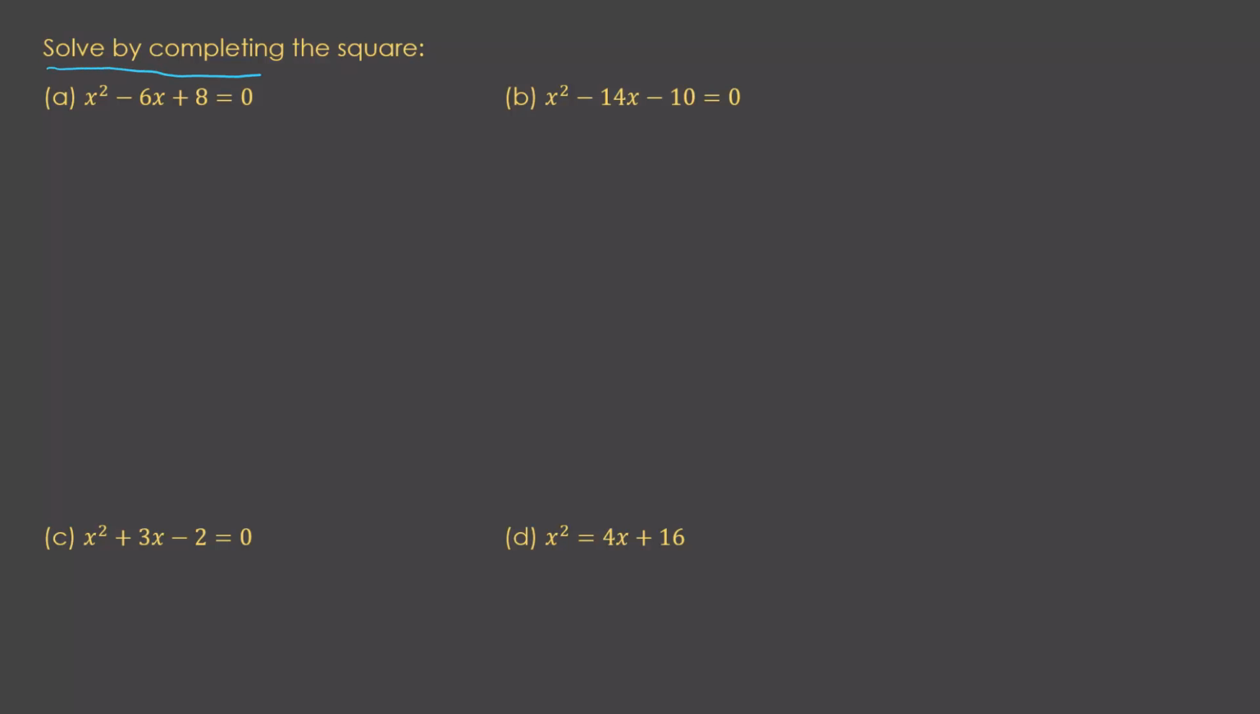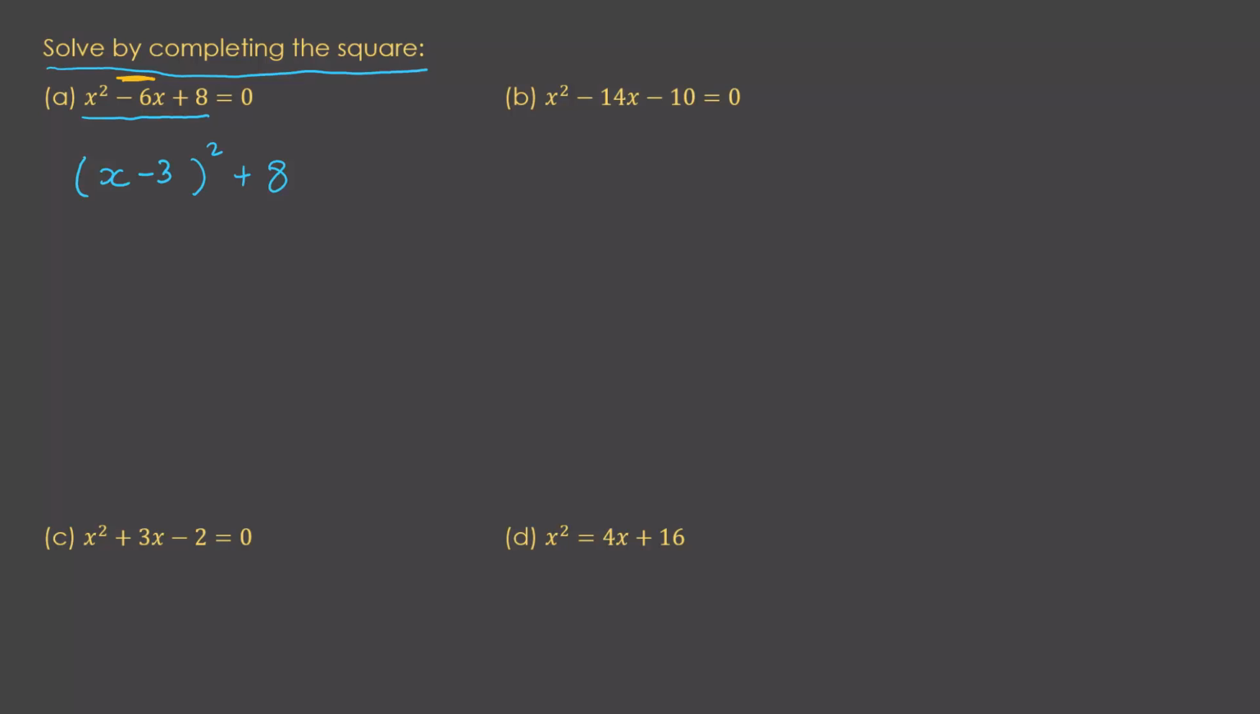We want to solve the following equations by completing the square. Now remember, we want to complete the square on this. And the technique is we start with x in a bracket and we put the plus 8 out here. And then we take half of the coefficient of x. The coefficient of x is -6, so we put that in the bracket.